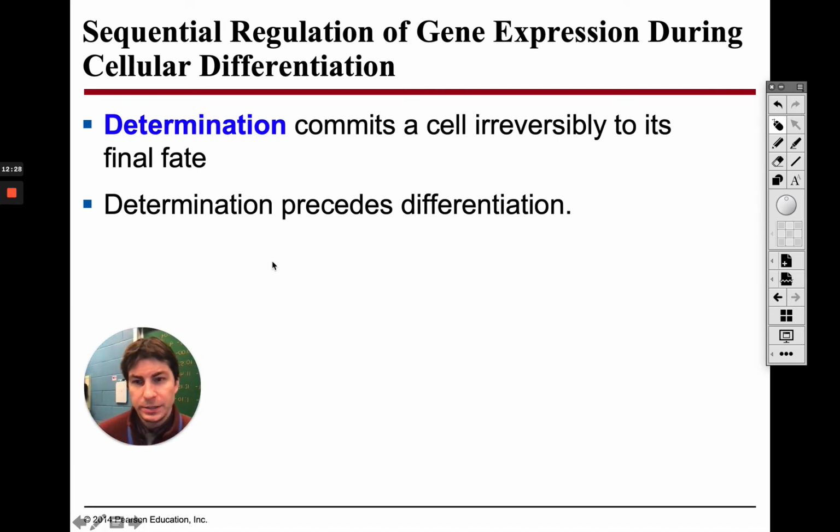Okay, so our next area is going to be on determination. Determination commits a cell irreversibly to its final state. What determination does, guys, is make sure that like a lung cell won't accidentally go and whoops, it's going to become a heart cell. That would be bad, because if we got a lung cell in that area, it's not going to be making the same proteins as a heart cell would.